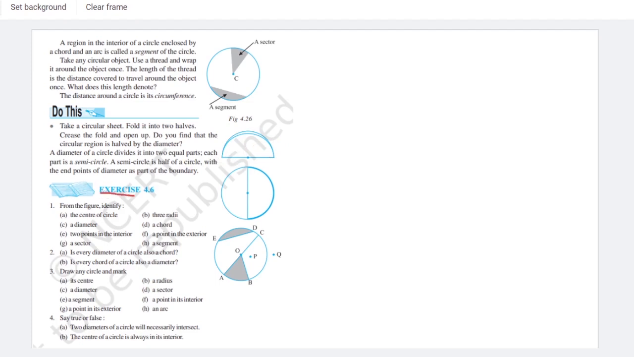Now we shall move on to exercise 4.6. What is the first question? From the figure, identify the center of the circle. See, this is the circle. What is the center? Center is O. So we can write it as O.